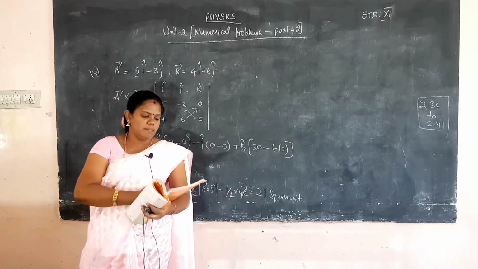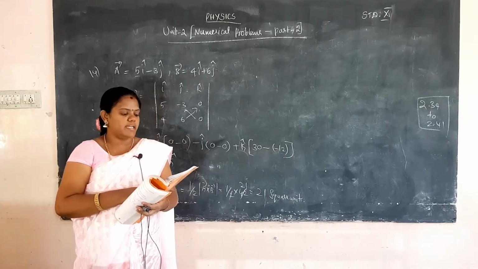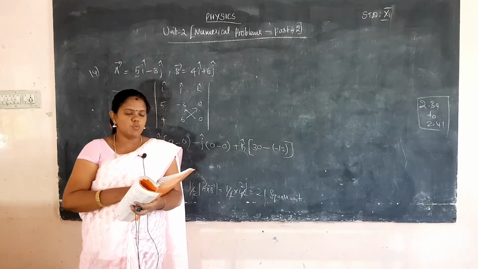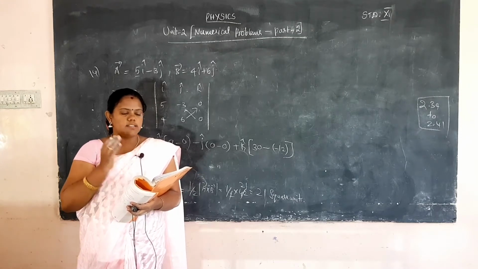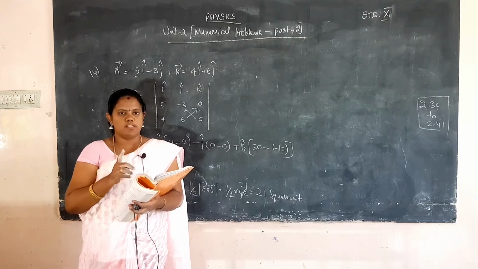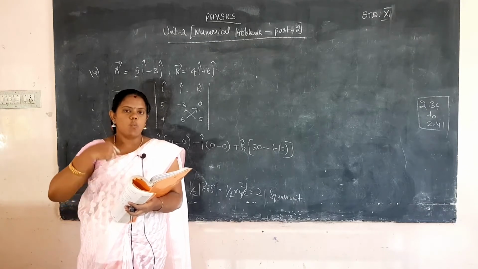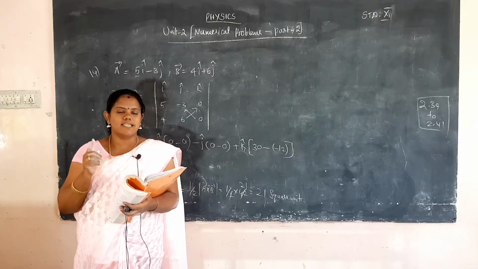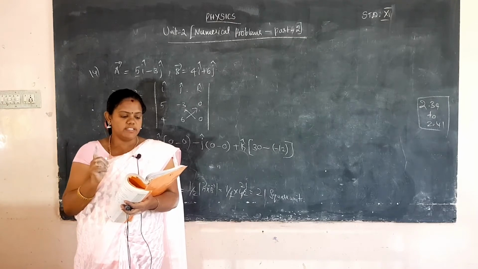If Earth completes one revolution in 24 hours, what is the angular displacement made by Earth in 1 hour? Express your answer in both radian and degree. So, Earth completes one revolution in 24 hours. One revolution takes a 360 degree angle. What is the angular displacement made by Earth in 1 hour?